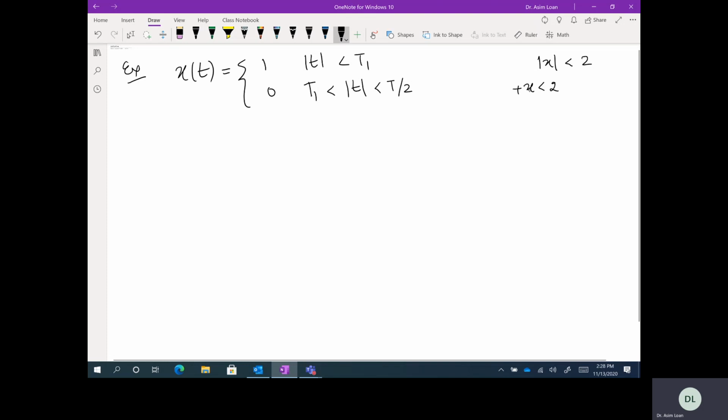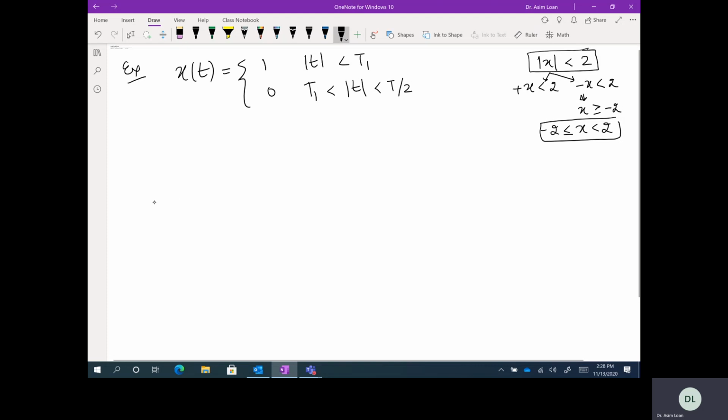Whenever you have absolute value of x less than 2, this means either x is less than 2, or minus x is less than 2. When it's minus x less than 2, you can multiply by minus 1 on both sides, so this becomes x greater than or equal to minus 2. So absolute value of x less than 2 implies x is between minus 2 and 2. This is how you expand the absolute value of x.